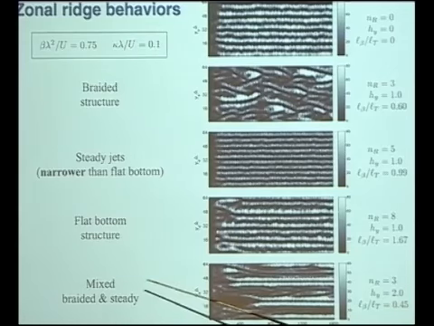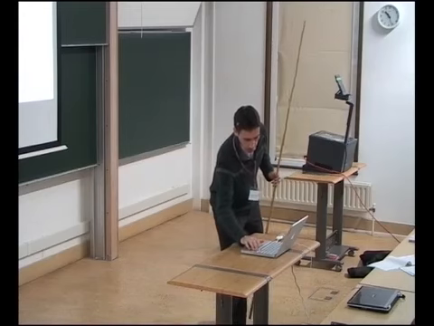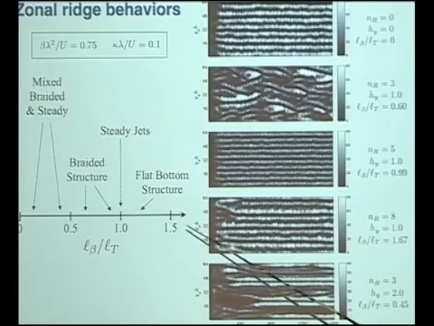If you introduce more ridges, up to 8 ridges here, you revert back to the flat bottom structure. And finally, if you have 3 zonal ridges with a steeper topography, you can get this mixed, both braided and steady structure, whereby you have very strong jets that are forced by topography, and in between the two, you have a braided structure.